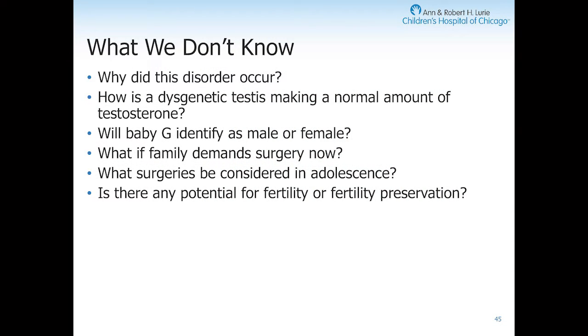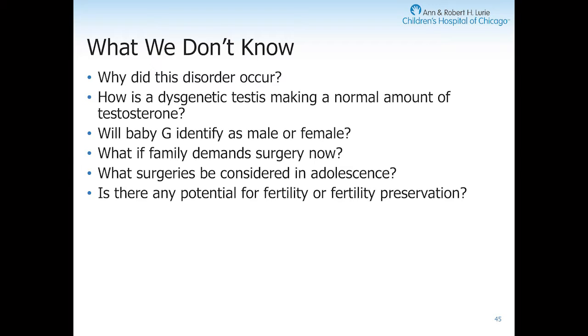So I talked about the things we know, but there's so much we don't know here. So why did this occur? We don't know. All that genetic testing might help us, it might not. How is a dysgenetic testis making a normal amount of testosterone? I don't know, but it is.